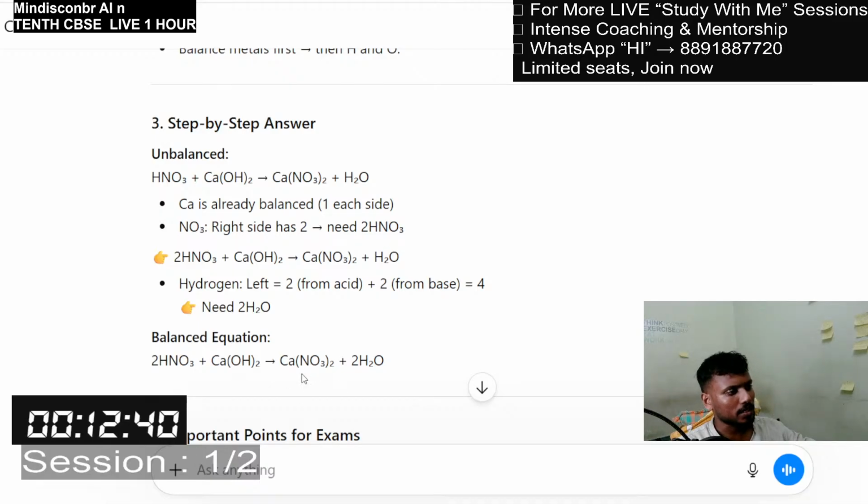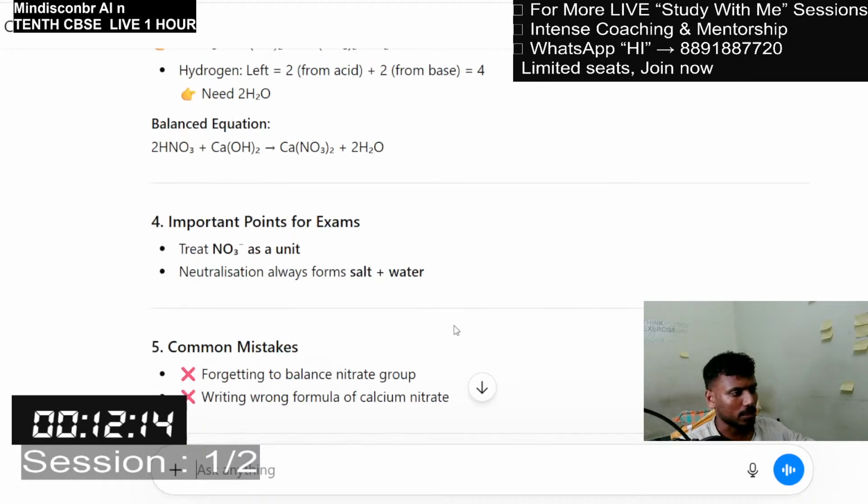This is a balanced chemical equation. Here 1 atom of calcium, 1 atom of calcium, then NO3 twice, NO3 2 times is there, therefore that is also balanced. Then hydrogen 2 plus 2, 4 hydrogen atoms are there. Then coming to oxygen, 2 oxygen, here also 2 oxygen is there, from calcium hydroxide, Ca(OH)2, 2 oxygen atoms are there. So it is a balanced chemical equation: 2 HNO3 plus Ca(OH)2 gives Ca(NO3)2 plus 2 H2O.